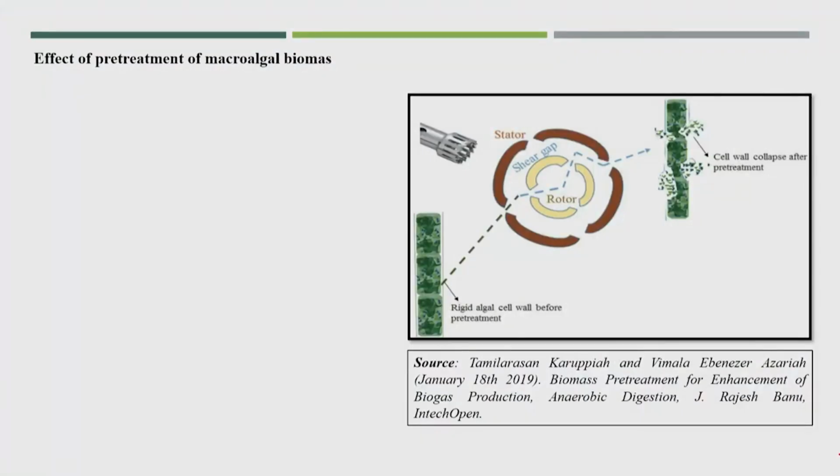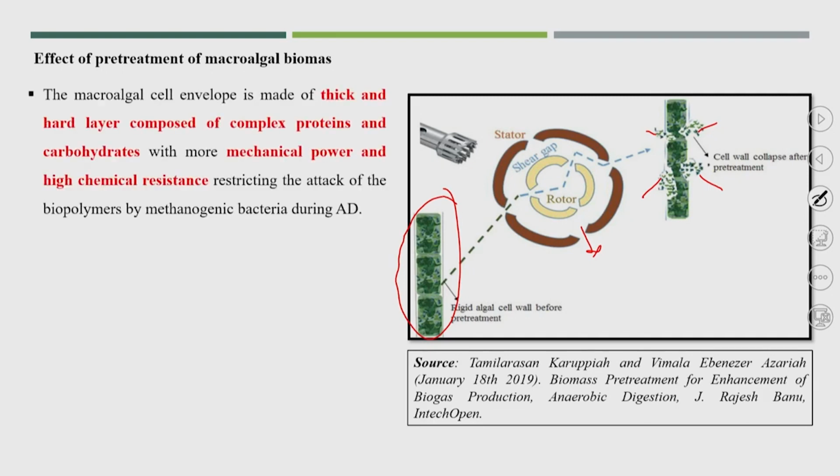Now, this microalgae also has this kind of structure. This is also not so easy for microbial attack. So, by having the proper pretreatment process, you see here the cell wall has already been ruptured, which will be easily available for the microbial degradation process.